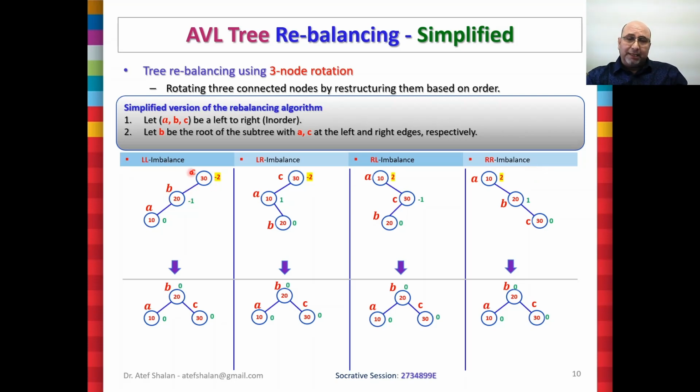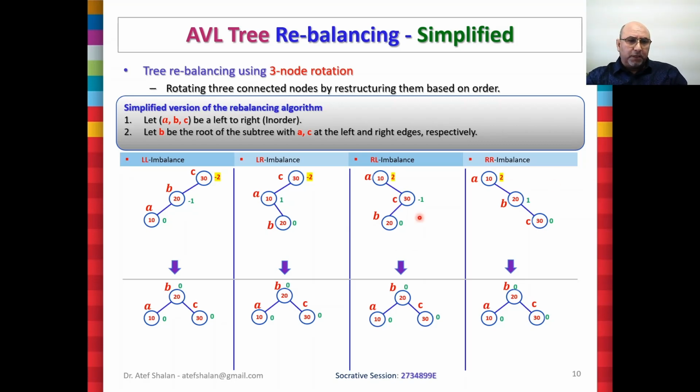When it is LL imbalance, we solve it through rotation by 1R rotation. If it is LR imbalance, then we solve it by 2 rotations, first left rotation and then right rotation. However, today we talk about the restructuring method, which does not really take any benefits of that structure.